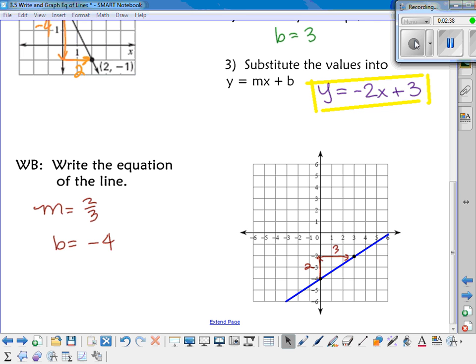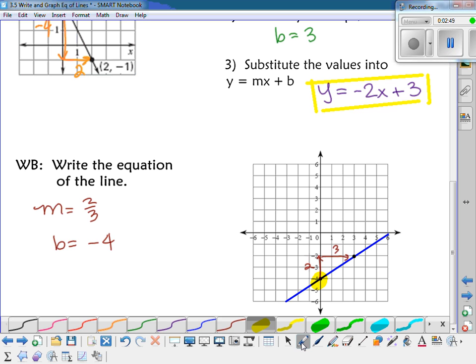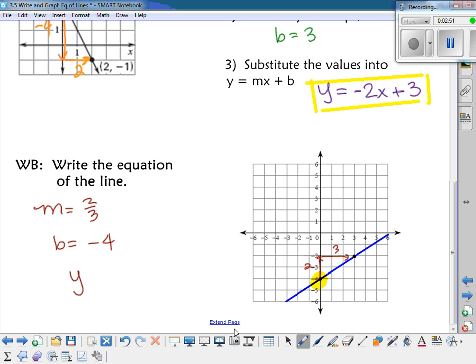Okay, so you can see that the rise over the run is 2/3, so the slope is 2/3, and it crosses the y-axis at negative 4. Therefore, your equation is y equals 2/3 x minus 4.